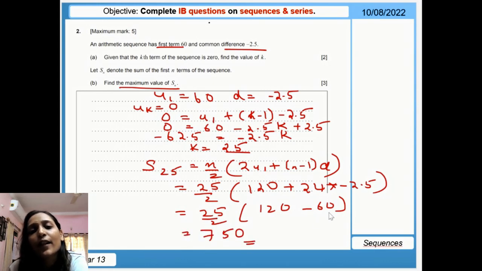So this is how we can find the sum of the maximum value, and any terms beyond the 25th term would be negative. So the sum would start reducing. Therefore, this is the maximum sum.